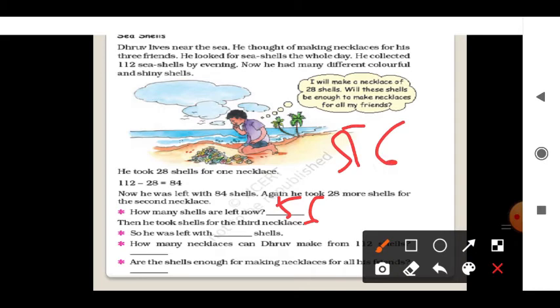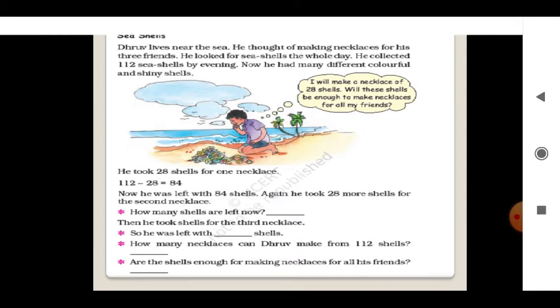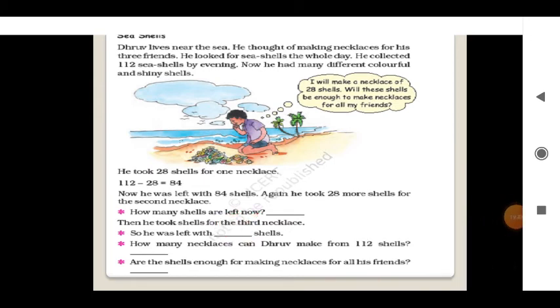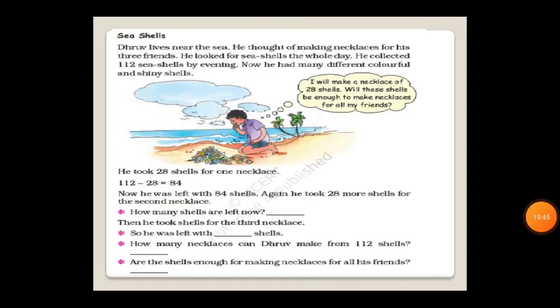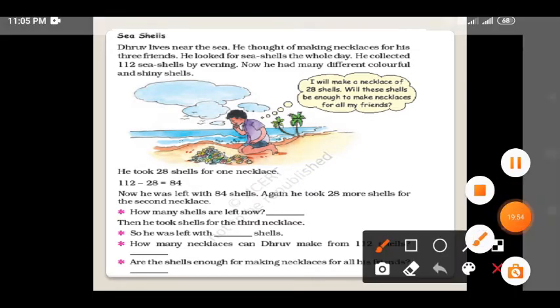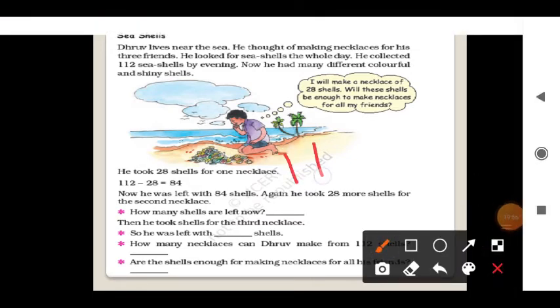Again he needs to find how many necklaces Dhruva can make from 112 shells. See, he was left with 56 shells. Then how many necklaces can Dhruva make from 112 shells? That is the question. What do you have to do here? See, 112. How many necklaces in it?